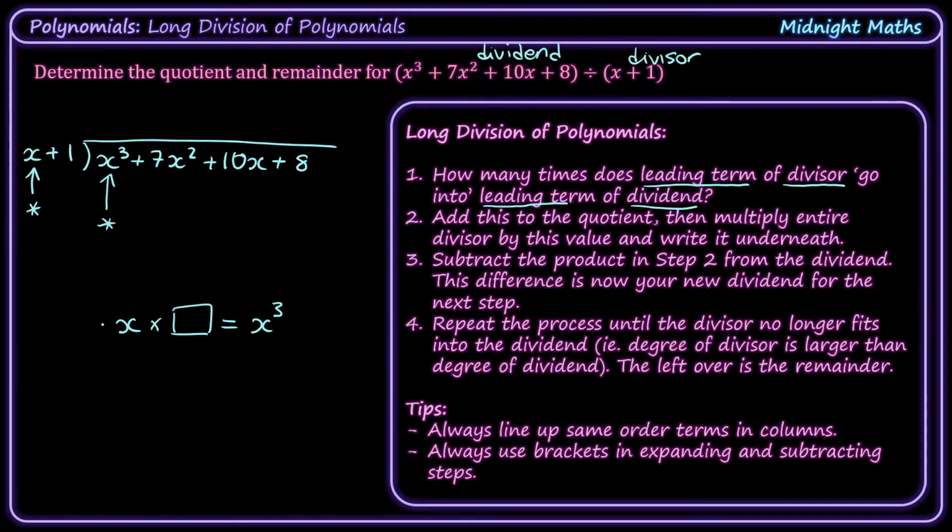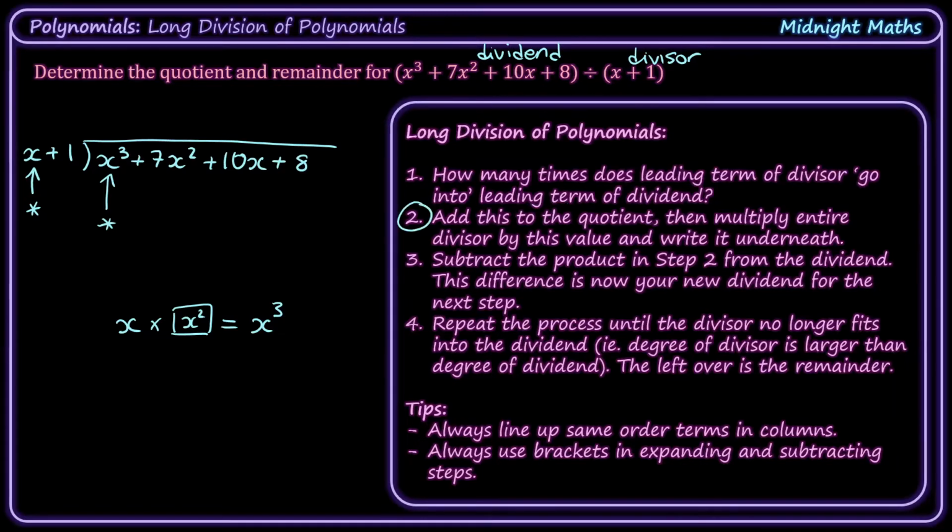I like to think of it like this. What is this x multiplied by to get to x cubed? And the answer is x squared, right? You would multiply x by x squared to get x cubed. Great, we have now done the first step.